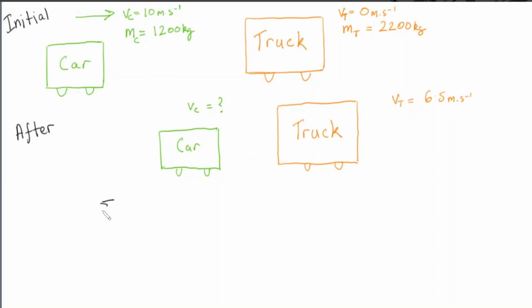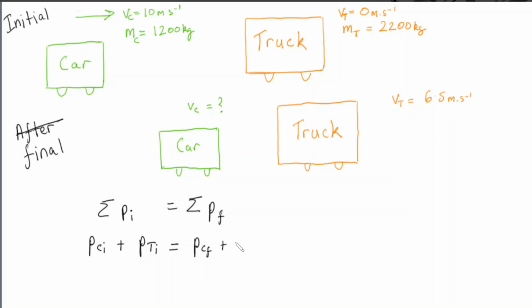So we can say the momentum of all the stuff that's happening before, so initial, is equal to the momentum in the after condition. Or final, that should really just be final, just so we're consistent. So I'll change that A to an F. Let's go with final. So let's write out our terms. So we want to know the momentum of the car plus the momentum of the truck initially is going to equal the momentum of the car plus the momentum of the truck in our final condition.